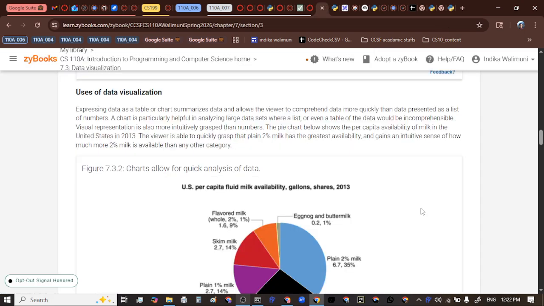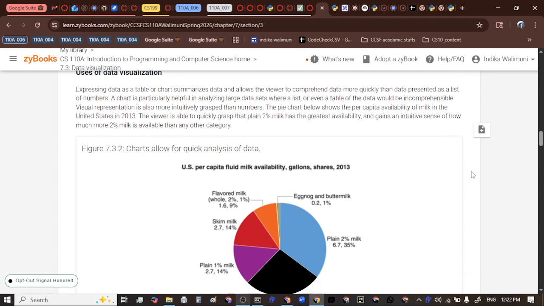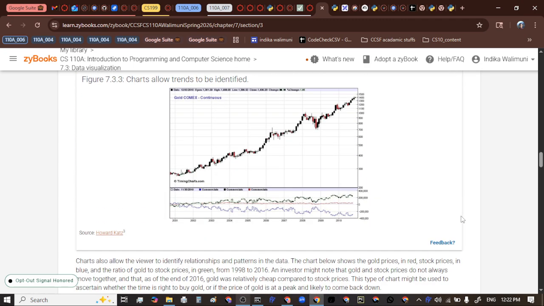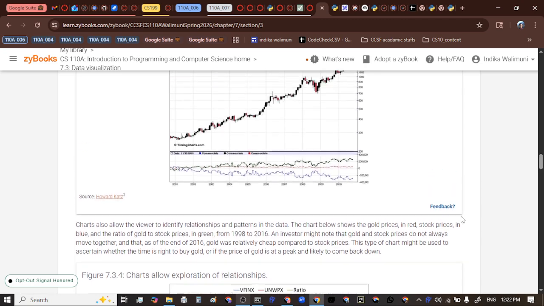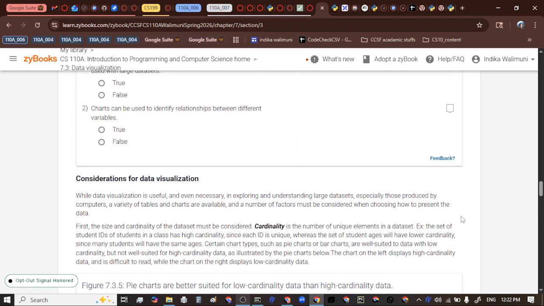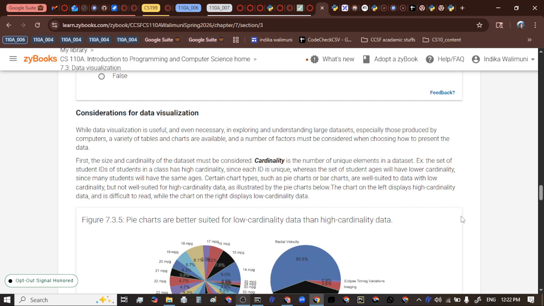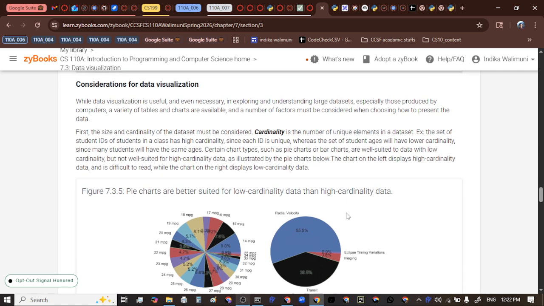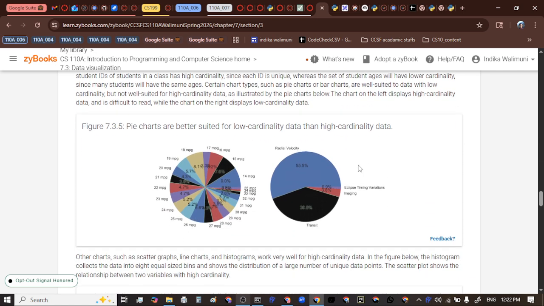So the uses of data visualization, right? So basically, you can see that there are a variety of visualization techniques, right? And this topic is important, the cardinality of your data. Okay. So basically, cardinality is the number of unique elements in a data set. That's a technical term, cardinality. And you can see that over here, right?